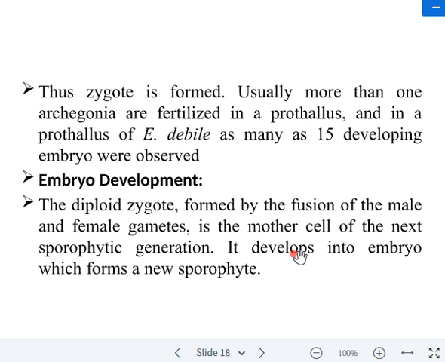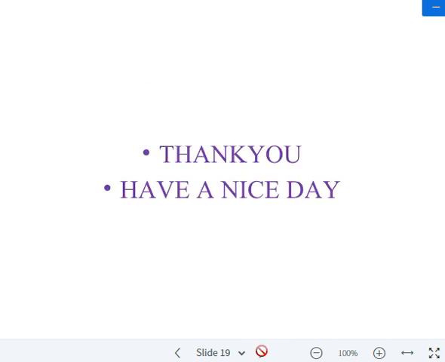What happens after fertilization when the male and female gametes fuse and produce the diploid zygote, and the diploid zygote after differentiation produces the embryo, and some cells of the embryo produce the root, some cells produce the aerial shoot, some cells produce the rhizome. As a result, from the embryo an adult sporophytic plant of Equisetum develops. So this is the finishing of your Equisetum. Thank you very much.